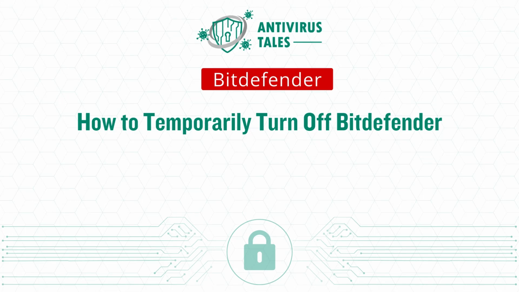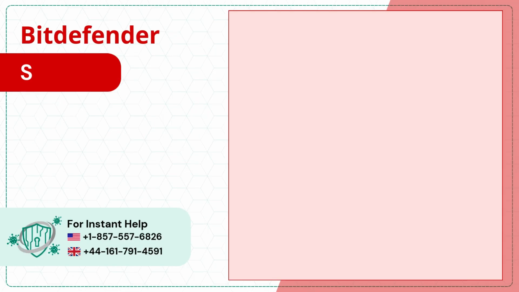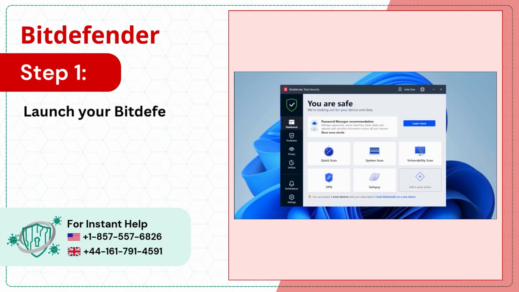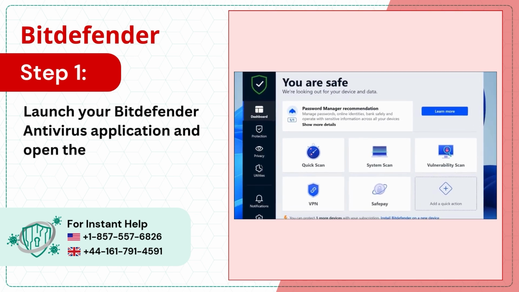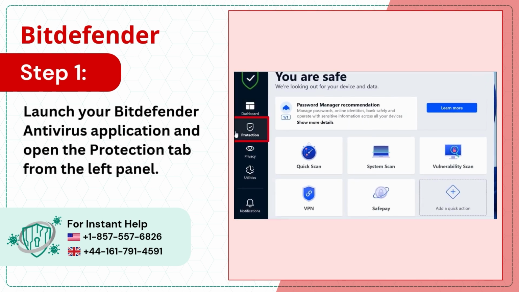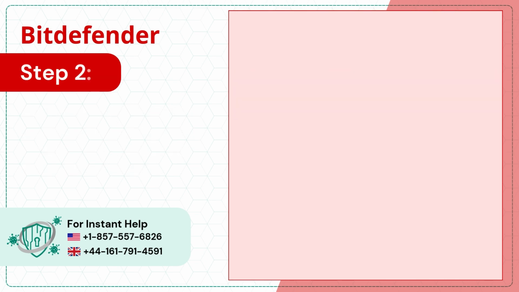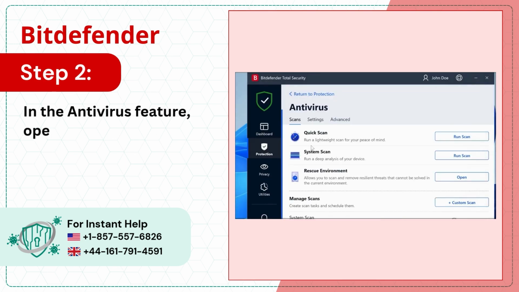How to temporarily turn off Bitdefender. Step 1. Launch your Bitdefender antivirus application and open the Protection tab from the left panel. Step 2. In the Antivirus feature, open the Advanced tab.